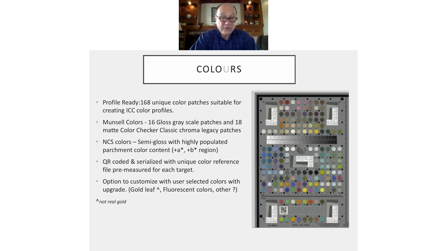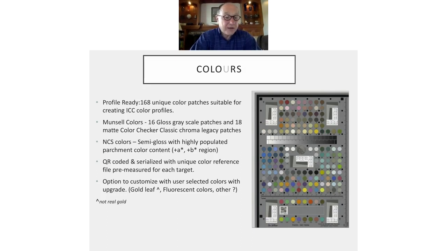Some of you may recognize it. They're just the chromatic colors. The larger population of colors are from the Natural Color System. They're semi-gloss, and with an aim towards the cultural heritage community, we've populated them with typical parchment and vellum paper color content. So for those of you who are familiar with the LAB system, most of those colors are in the positive a* and b* region of the LAB space. We'll see that here in a moment.